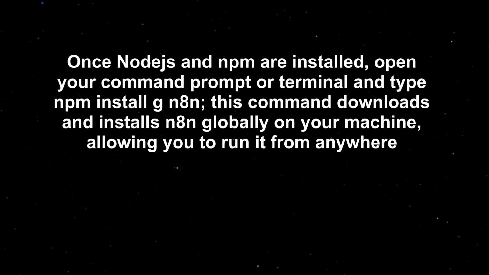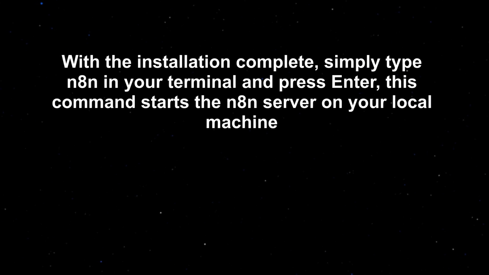Once Node.js and npm are installed, open your command prompt or terminal and type npm install N8n. This command downloads and installs N8n globally on your machine, allowing you to run it from anywhere. With the installation complete, simply type N8n in your terminal and press enter. This command starts the N8n server on your local machine.